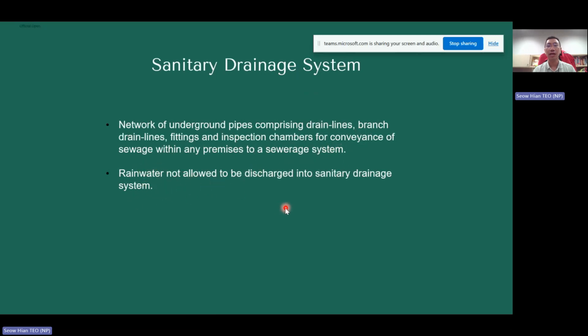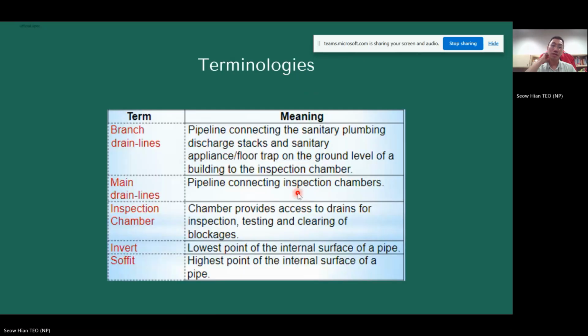Drainage water is not allowed to be discharged into the sanitary drainage system. So, terminology: branch drain lines connect the sanitary pump discharge and sanitary appliances on the ground. The main line is connecting the inspection chamber. Inspection chambers, of course, provide access to the drains for inspection, testing, and clearing of blockages.